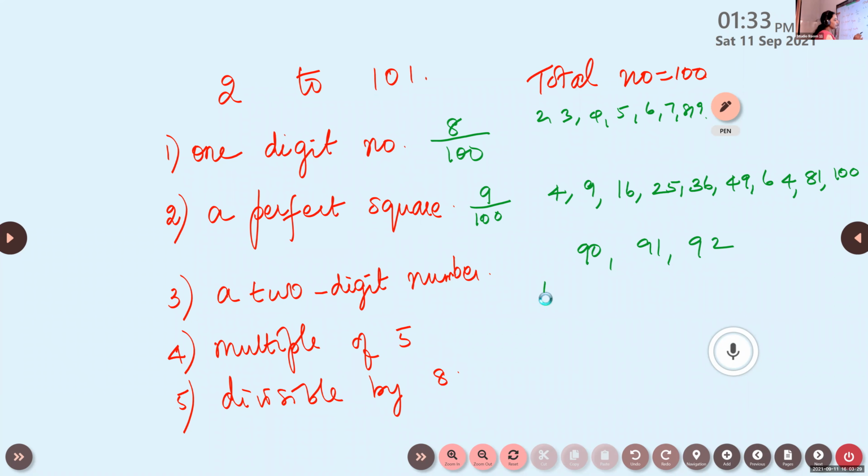Okay, you take the numbers from 1 to 99. How many 1-digit numbers are there from 1 to 99? 9 numbers, isn't it? So how many 2-digit numbers will be there if you remove that 9? 90. Okay, 90 is the answer.